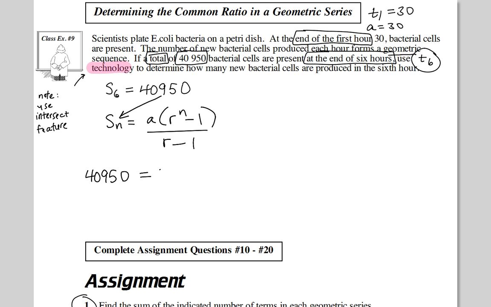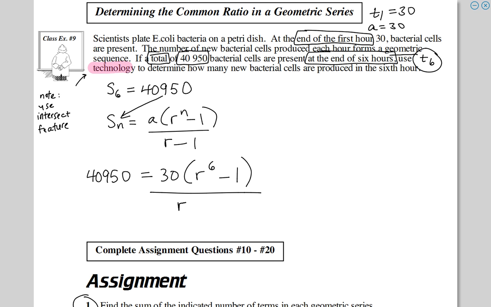A is your first term, which is 30. We don't know R. Do we know N? 6. Minus 1, all over R minus 1. Okay, and they just want us to use technology. Even though I think we could do this one by algebra. Maybe, maybe not. No, you'd have some weird R to the 5 polynomial or something. Okay.